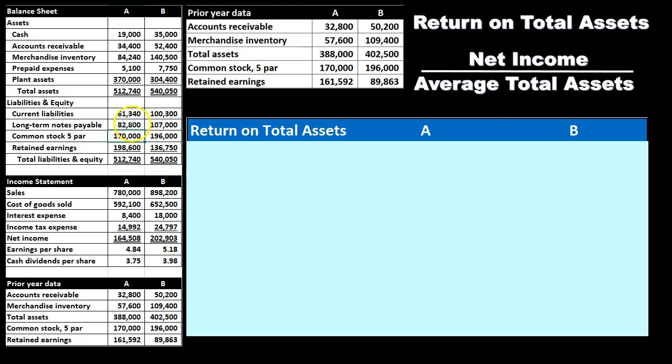Let's take a look at an example. Here's our data. We have the balance sheet. We got the income statement. We got the prior year data. We're going to have to break this out. This is a longer type of calculation once again because we have the average down below. And remember, when we have the average, we're going to have to break out beginning and ending year.